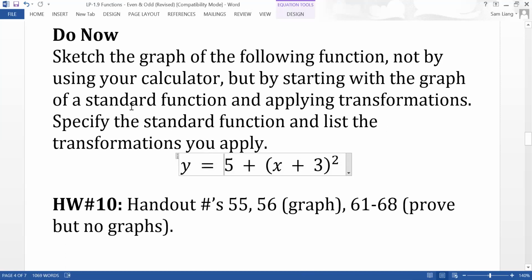The standard function, or another word for that is parent function, or in our OpenStax textbook, they call it a toolkit function. In this case, it's going to be x squared, right? But as we can see, it's transformed. It's been shifted horizontally and vertically. Think about it for a sec, and I'll go to the solution right now.